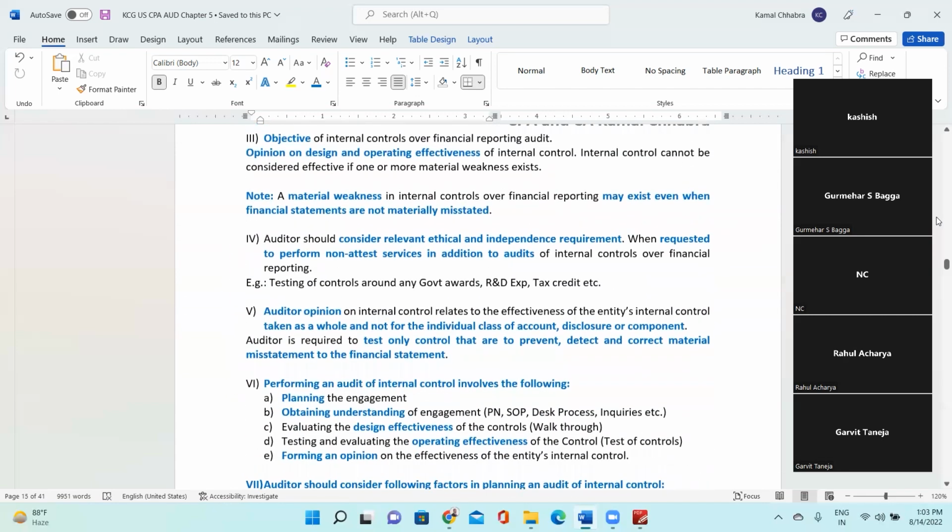Third point is the objective of an internal control over financial reporting audit. What is the objective for an issuer? Why do they want to have an audit on the internal control over financial reporting for a non-issuer company?